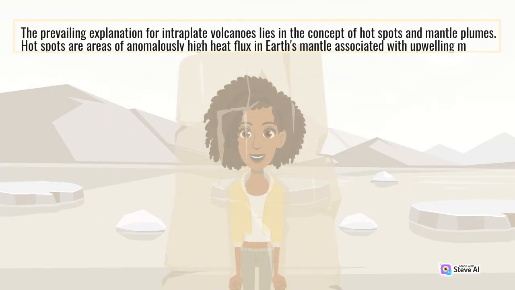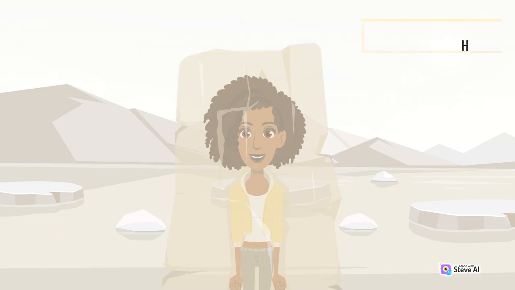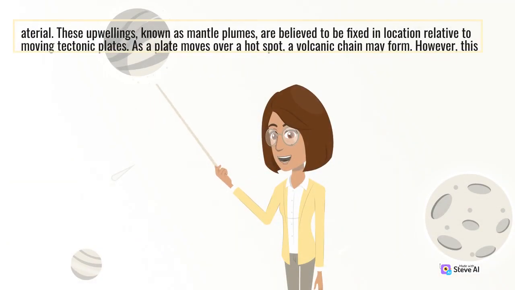The prevailing explanation for intraplate volcanoes lies in the concept of hot spots and mantle plumes. Hot spots are areas of anomalously high heat flux in Earth's mantle associated with upwelling material. These upwellings, known as mantle plumes, are believed to be fixed in location relative to moving tectonic plates. As a plate moves over a hot spot, a volcanic chain may form.